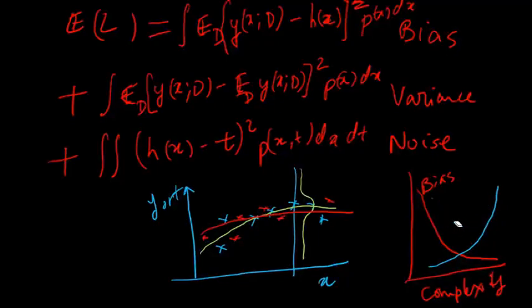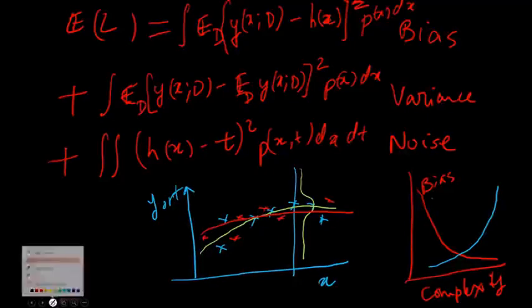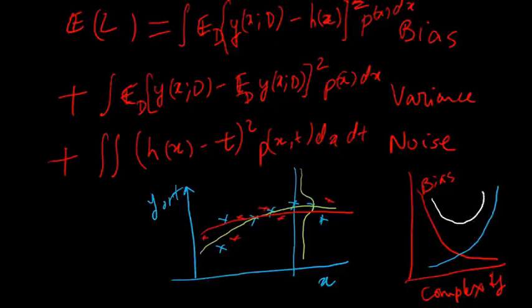And because of that, if we add the two, let me use a different color. If we add the two, we will get some sort of a minimum. And that minimum is the ideal complexity for the model. The third term we cannot do anything about. So your total expected loss will still have some non-zero value. And that is because of the noise term, and that we really cannot do anything about, but we can definitely minimize the sum of the bias and the variance.